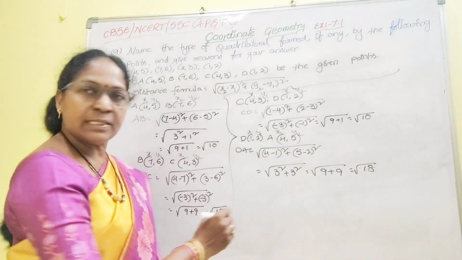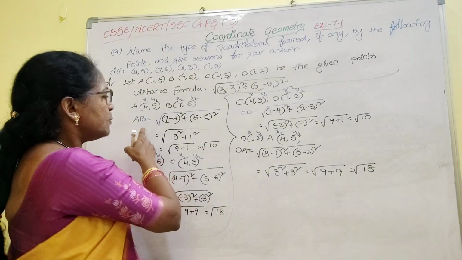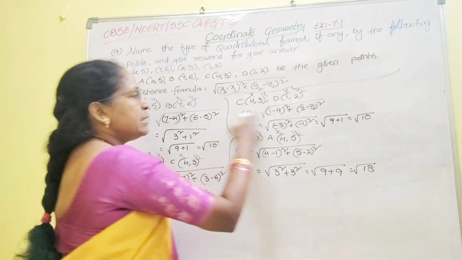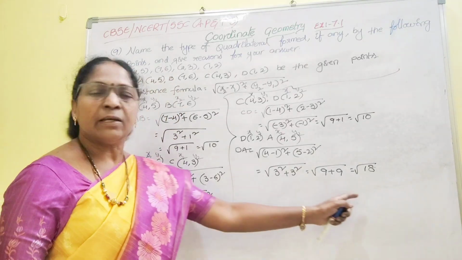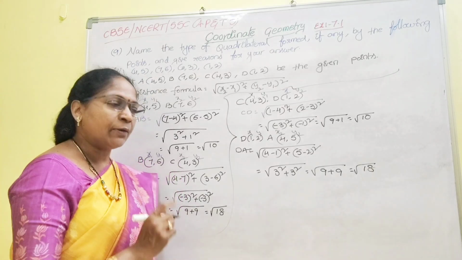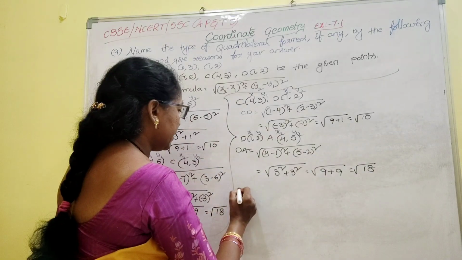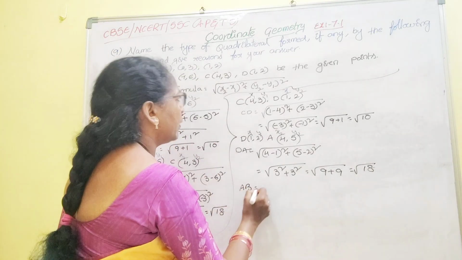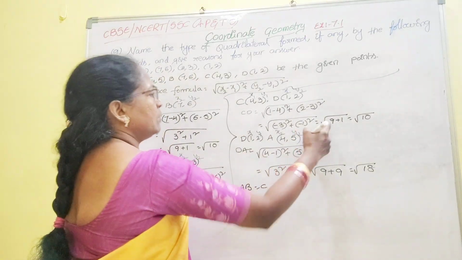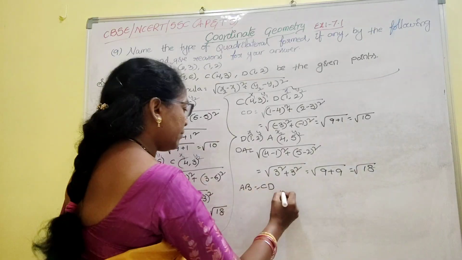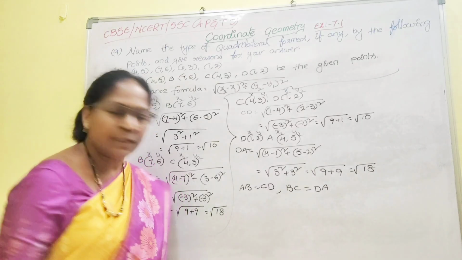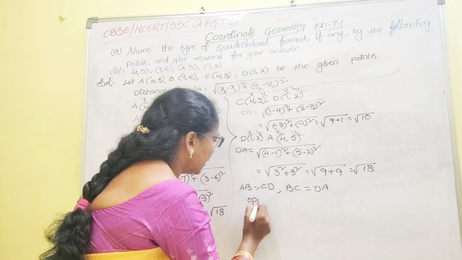The 4 sides' distances we already calculated. Here just observe AB equals square root of 10, BC equals square root of 18, CD equals square root of 10 and DA equals square root of 18. That means opposite sides are equal. Two pairs of opposite sides are equal. Here AB equals CD, and BC equals DA. That means opposite sides are equal.